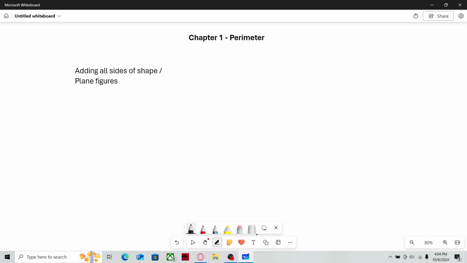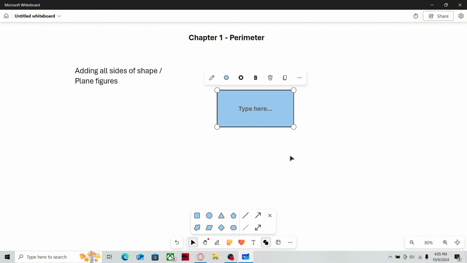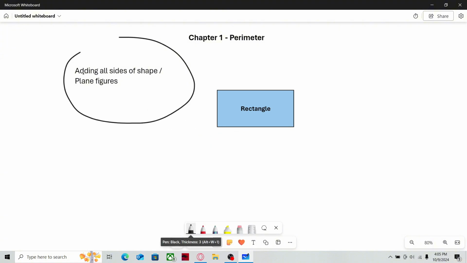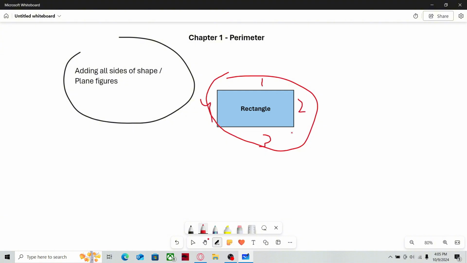So for an example, let's just say this shape, commonly known as a rectangle. According to this definition, perimeter means adding all sides of a shape or plane figures, right? So in this shape, what do you see? We have how many sides? Four sides, right? So there is 1, 2, 3 and 4.